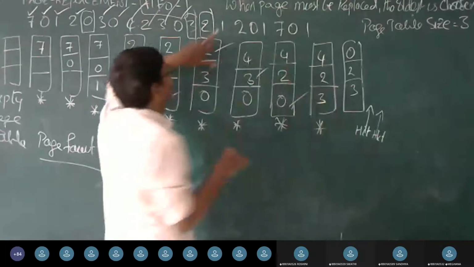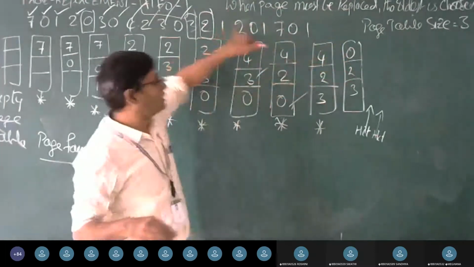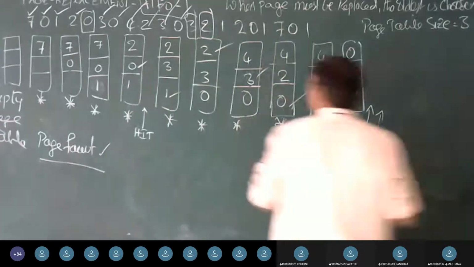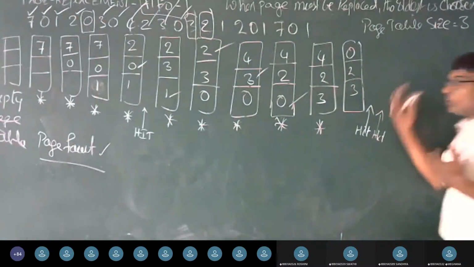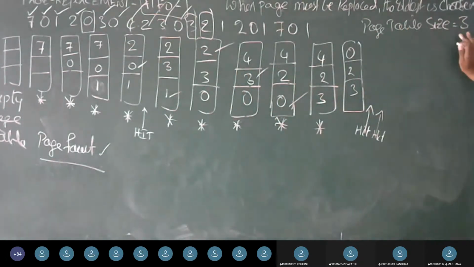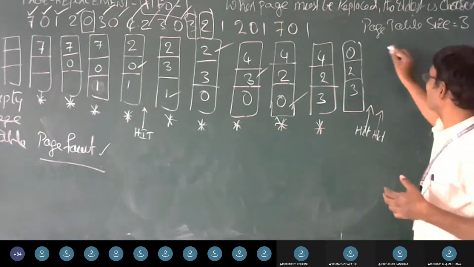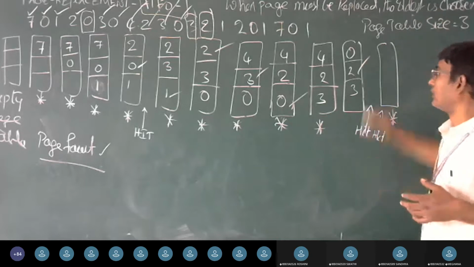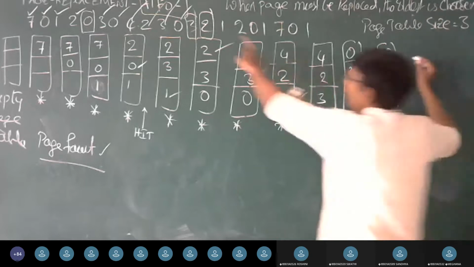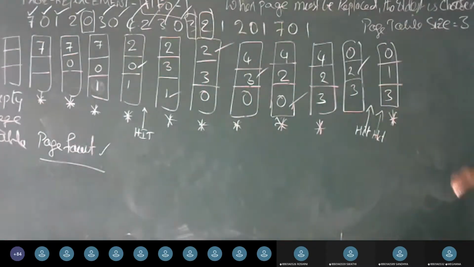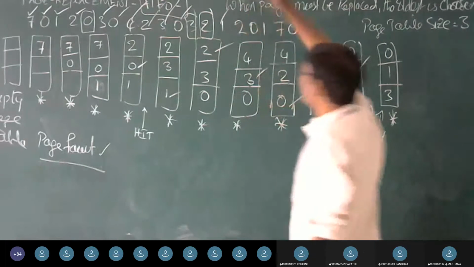Fine. Now next one. Is 1 equal to 0? No. Is 1 equal to 2? No. Is 1 equal to 3? No. Therefore, what should I do? Now I should make a replacement. What replacement? I have to replace the item which is going to be the oldest. So in this, 2 is going to be the oldest occurrence. Therefore, a page fault is going to occur. 2 is going to be replaced. That will be 0 followed by 1 followed by 3. So 1 is going to be taken up.